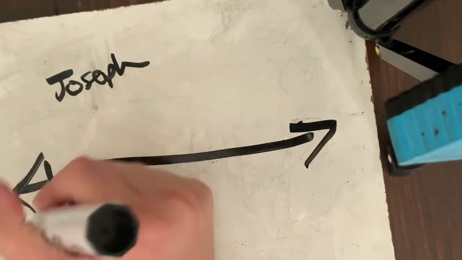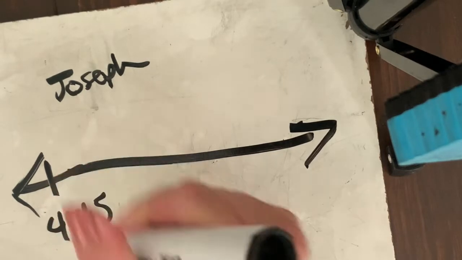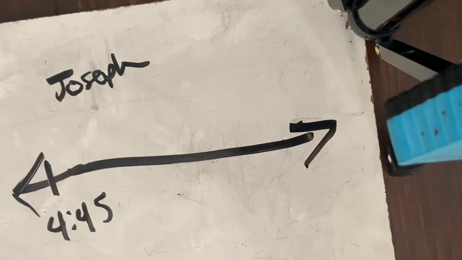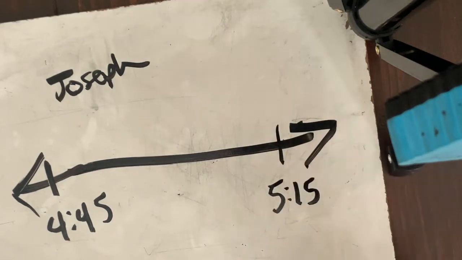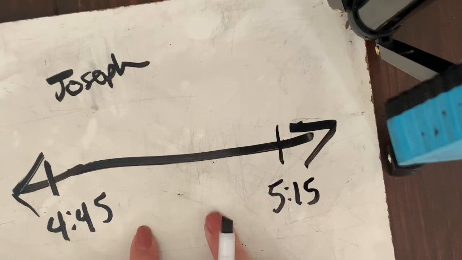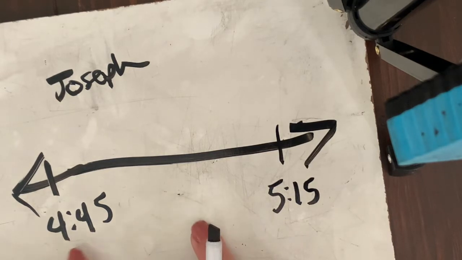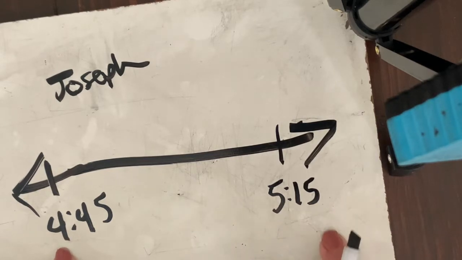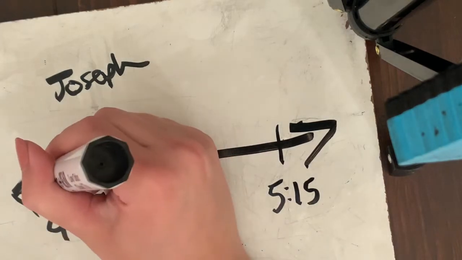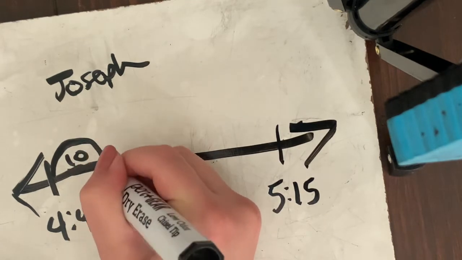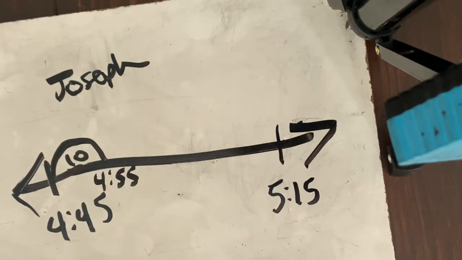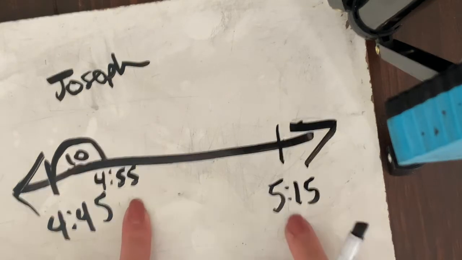He starts at 4:45, and I need to add my mountains, hills, and rocks until I get to 5:15. I'm not gonna be able to do a mountain, because that would be 1 hour, going from 4:45 to 5:45, and that's past this time. So I'm gonna do some hills instead. I'll do one 10-minute hill, and that brings me to 4:55.